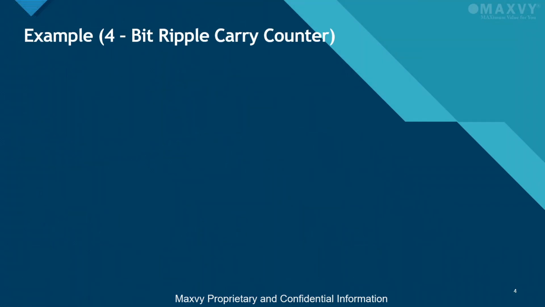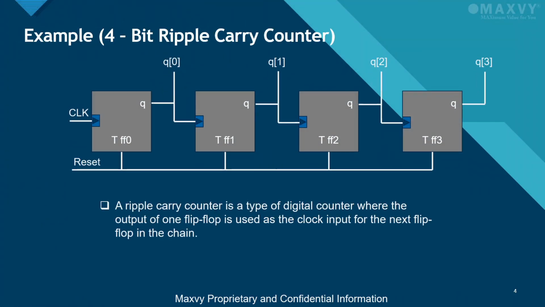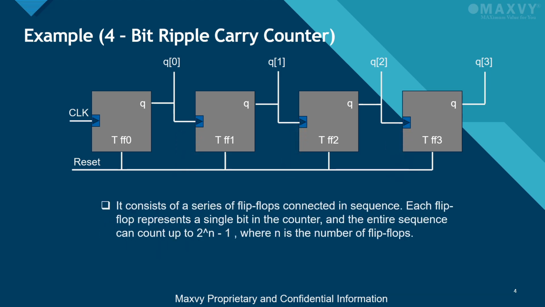4-bit ripple carry counter. A ripple carry counter, also known as a ripple counter or asynchronous counter, is a type of digital counter where the output of one flip-flop is used as the clock input for the next flip-flop in the chain. It consists of a series of flip-flops connected in sequence. Each flip-flop represents a single bit in the counter, and the entire sequence can count up to 2^n minus 1, where n is the number of flip-flops.